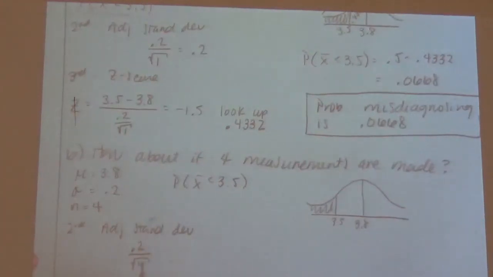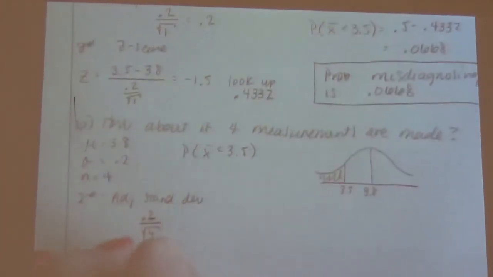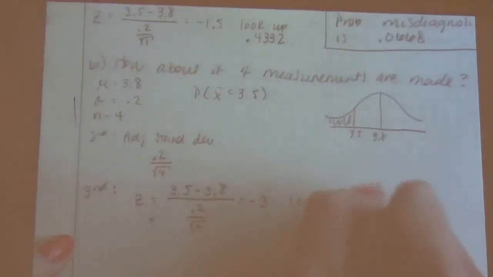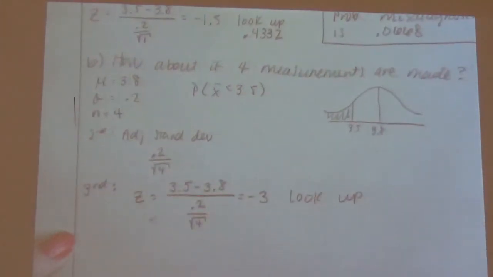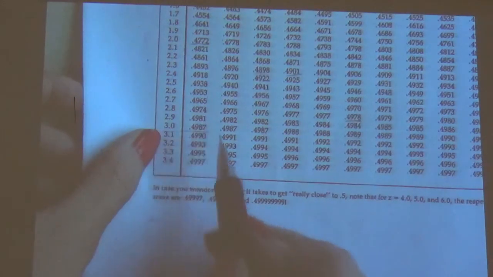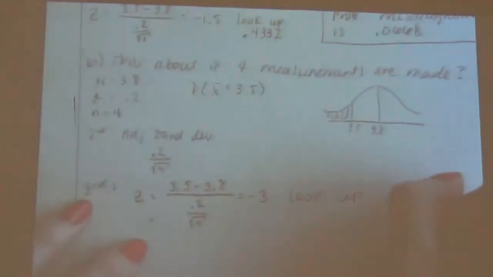I'll use this to calculate my z-score. So third, we need our z-score. That's going to be 3.5 minus 3.8 divided by my adjusted standard deviation, so 0.2 over √4. If we calculate that out, we get -3. Now, again, I'm going to look this up. Going to my table, I know I can look up the positive value since it's perfectly symmetrical, and I would see that I get 0.4987.